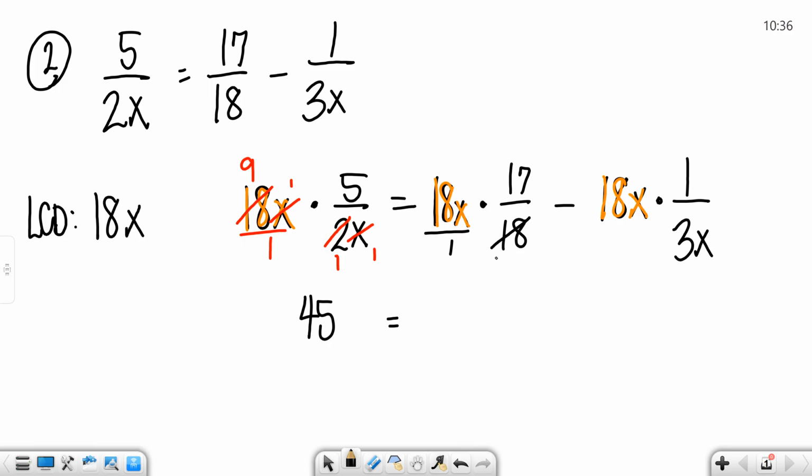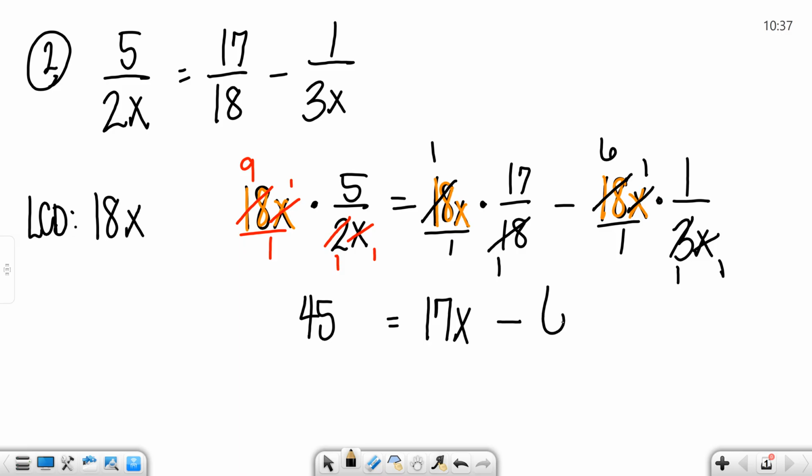All right. 18 goes into itself once. So in my numerator, I'm left with 17 times x times 1, minus, put a 1 up under the 18x. 3 goes into itself once. It goes into 18 6 times. X divided by x, those are common factors. It gives me a 1. So I'm left with 6 times 1 times 1, all divided by 1.